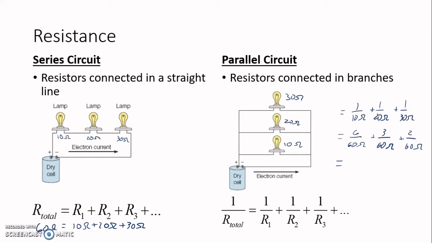So 6 plus 3 plus 2 gives us 11 over 60 ohms. But remember, that's 1 over the total resistance. So the actual resistance, we have to take the inverse of that again. 60 divided by 11, which turns out to be 5.45 ohms.